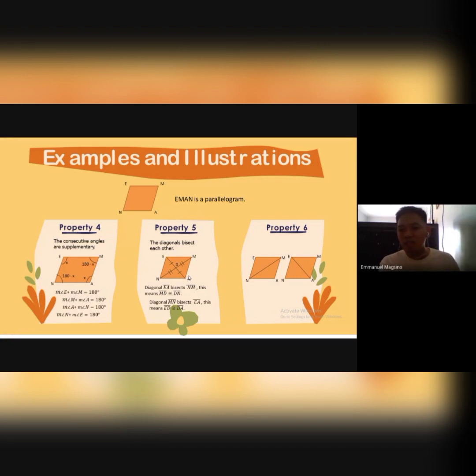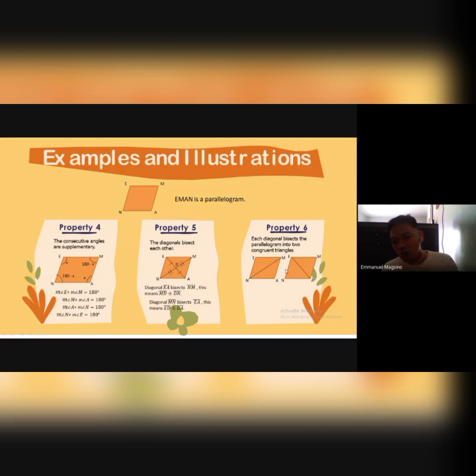Next, the last property, each diagonal bisects the parallelogram into two congruent triangles. Pansinin nyo po, so meron tayong diagonals dito. Nung nilagyan natin ng diagonals, ilan po yung triangles na nag-form? Okay, dalawa. No?